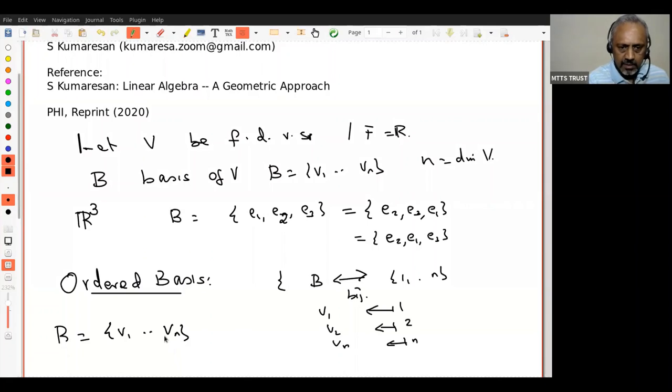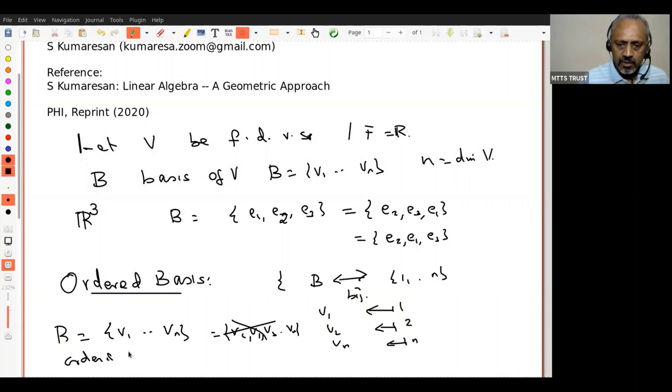This means that when I consider B as an ordered basis, v1 must be the first element, v2 will be the second element, vn will be the last element. Whereas when I consider this as a basis, it is also equal to v2, v1, v3, etc., vn. So when I say ordered basis, I am specifying which is going to come as the first element.